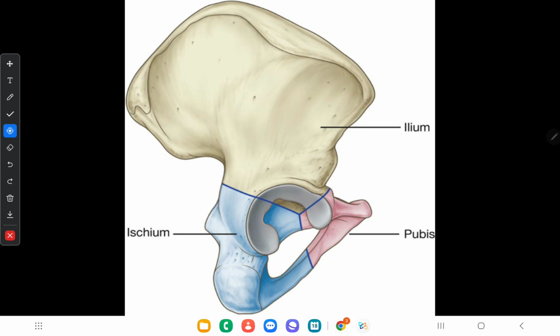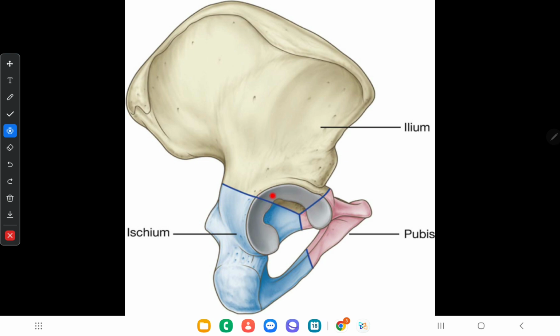Each bone is formed by three parts: ilium, ischium and pubis. The upper part is the ilium, the infero-posterior part is the ischium and the antero-inferior part is the pubis. Here you can see those three bony parts are fused at the acetabulum.